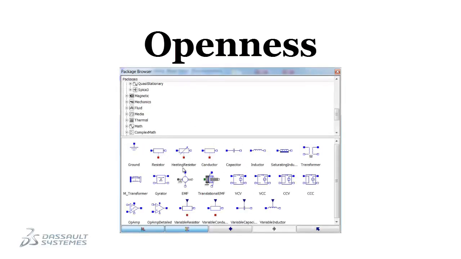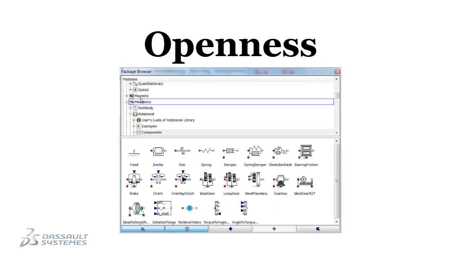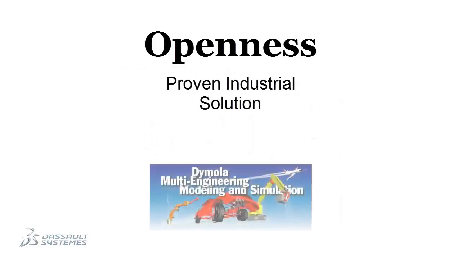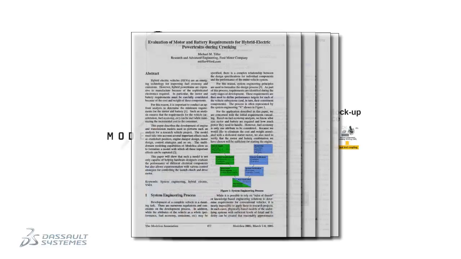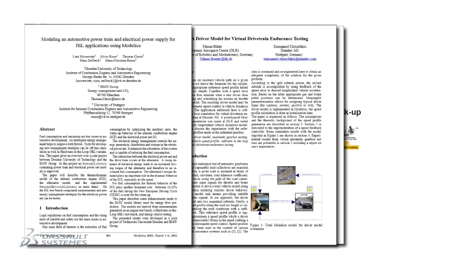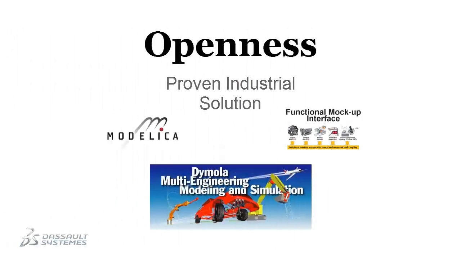Dassault Systems has pursued a strategy based on open standards. In doing so, we've created a model development environment that can leverage not just the rich capabilities of the Modelica standard library, but it has opened the door for customers to create their own high-quality content and combine it with a variety of commercial and open-source model libraries. Our customers have embraced this approach and published their results extensively. To see how Dymola has become a proven industrial solution, one only needs to look in the literature. Companies like Ford, General Motors, BMW, Daimler, Toyota, and others are all using Dymola.